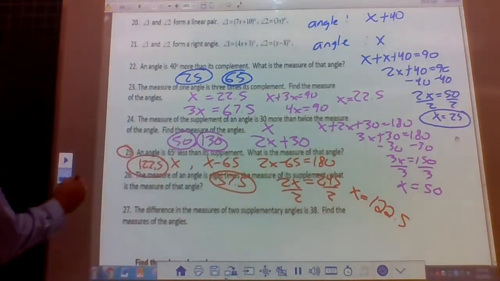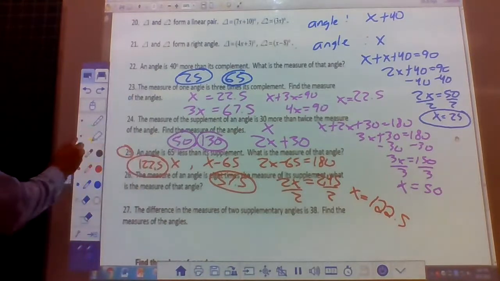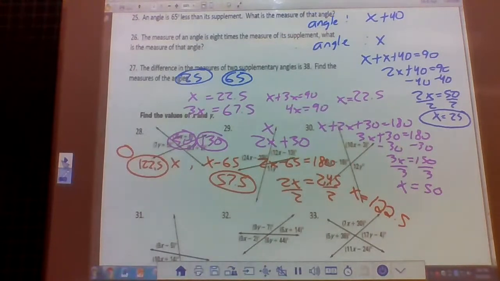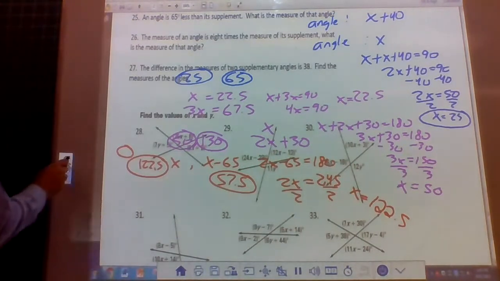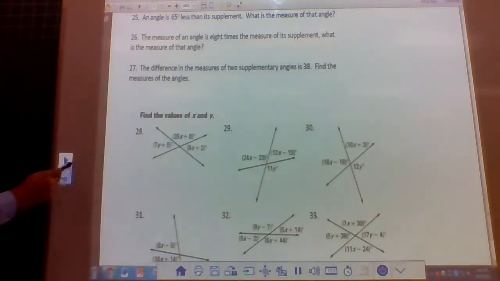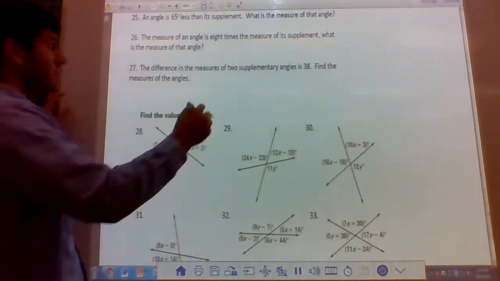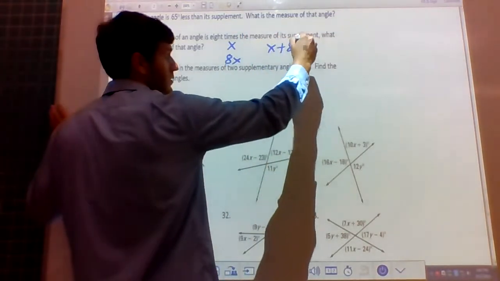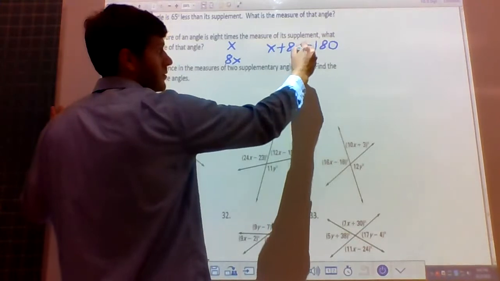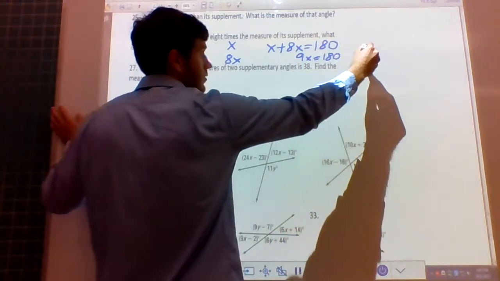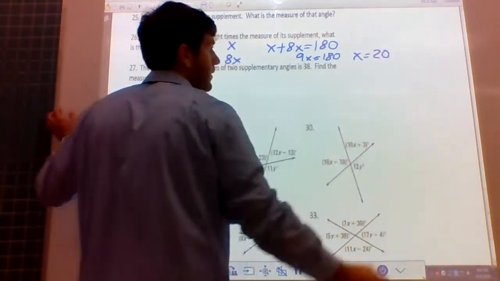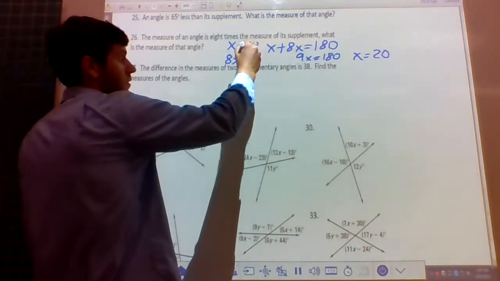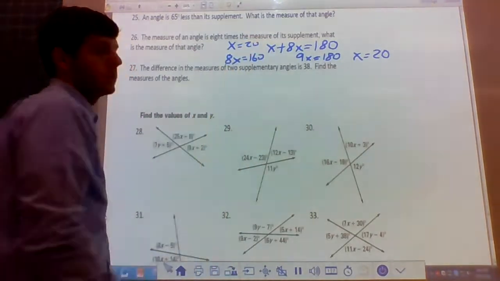Okay, so let me quickly, we'll do the last two, 26, 27 here. So the measure of an angle is 8 times the measure of its supplement. So again, this is going to be x and 8x, so x plus 8x equals 180. So 9x is 180. So x is going to be 20. Okay, so 20 and 160. That add up to 180, so we know we're good.